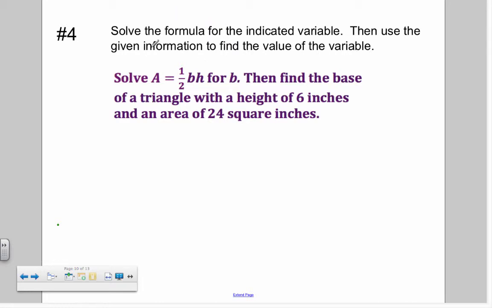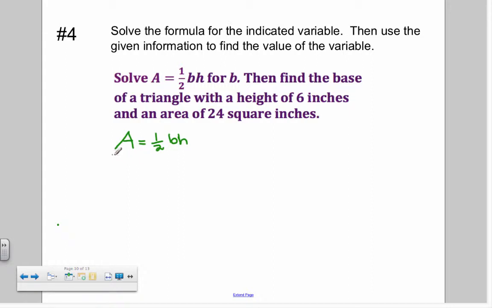So taking a look here, I'm going to write my formula again. A equals 1/2 BH. Okay, and I need to solve for B. So I'm going to ask myself, what is happening to B? Well, B is being multiplied by both 1/2 and H. So I'm going to do the opposite, the inverse operation of multiplying, and divide. I can do them both at the same time, or I can do it one at a time. And I'm going to do it one at a time.